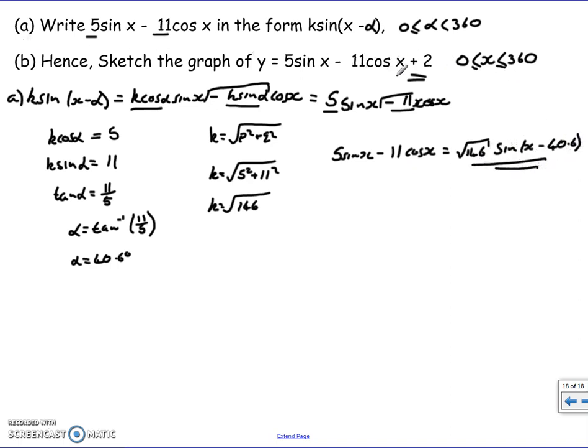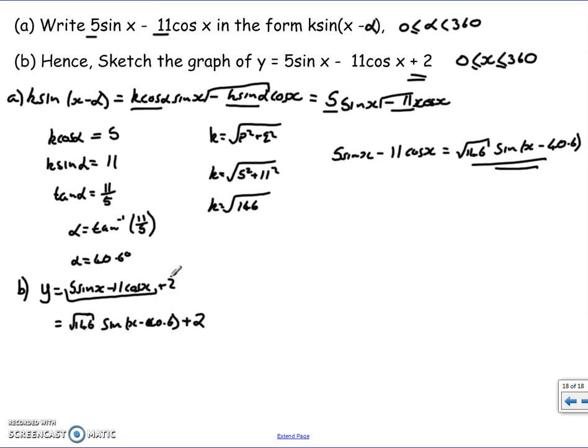Now, hence, sketch the graph of this. That's where the interesting part comes in, because we know y equals 5 sine x minus 11 cos x plus 2. Well, we know a substitution for this part here. We know that we can write that in terms of this. This 2 is not included, so we write it as the square root of 146 sine of x minus 40.6 plus 2.